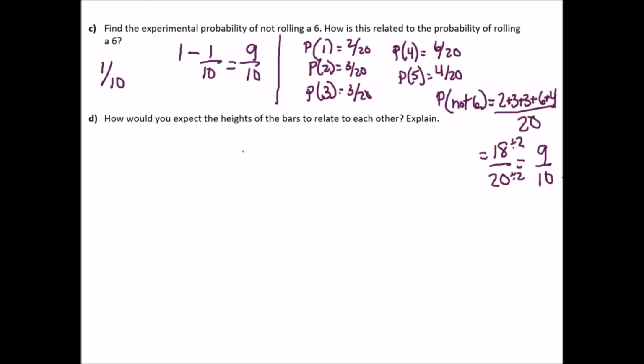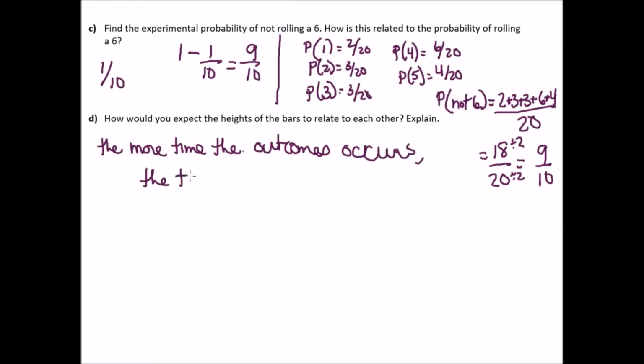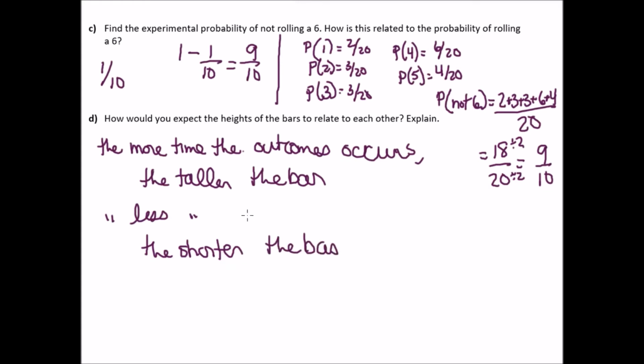Okay, and let's take D. How would you expect the heights of the bars to relate to each other, and explain? So simply, the more times the event or the outcome occurs, the taller the bar. And the less times the event occurs, the shorter the bar. Okay, and that's of course on the bar graph.